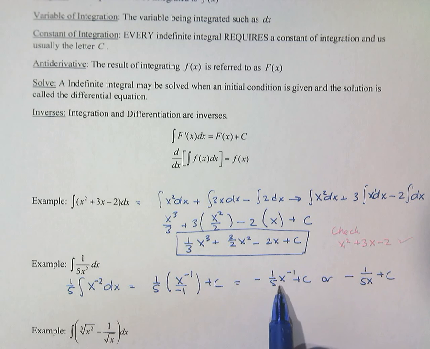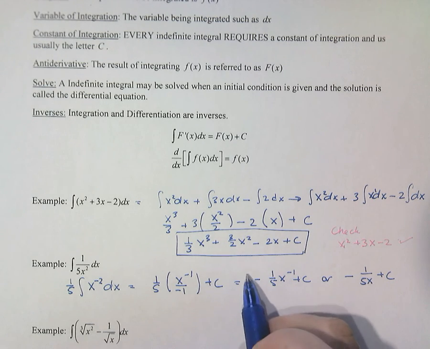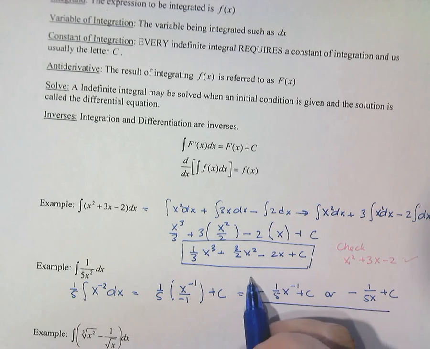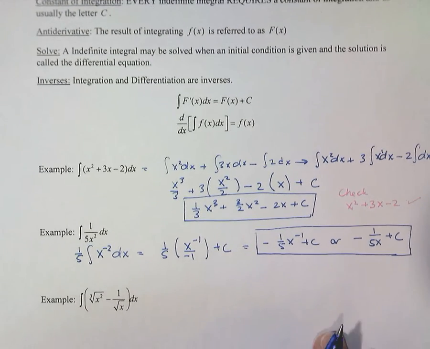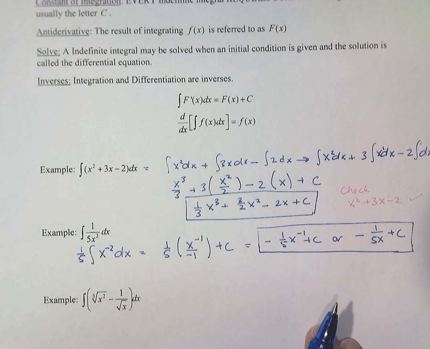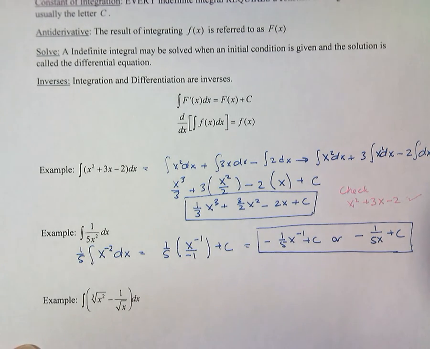To me, it's easier to check this one here. Negative 1 multiplied by negative 1/5 is a positive 1/5. Subtract 1 from negative 1 and I get negative 2. So I get back to that. So either one of these, whichever you prefer, is fine. And that one's not a polynomial. That's a rational expression, but the power rule works with it.